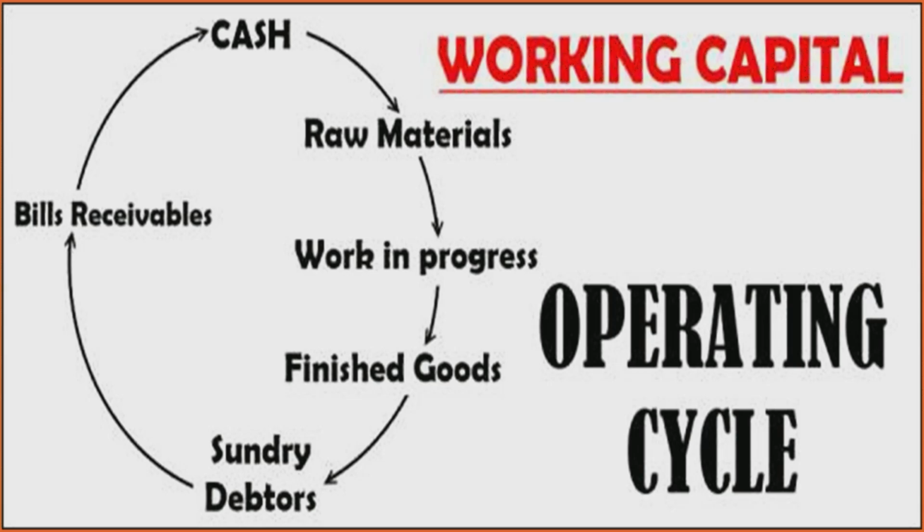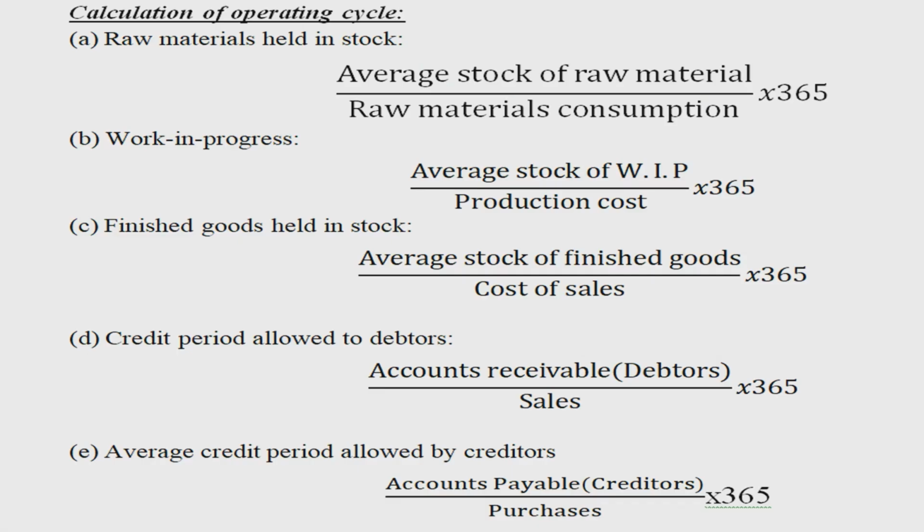This operating cycle can be determined with the help of a formula. As we have already discussed, we will be having raw material, work in progress, finished goods, credit period allowed to the debtors, and creditors, to find out the operating cycle. First, raw material held in stock. We can find this out with the formula: average stock of raw material divided by raw material consumption into 365 days. 365 is nothing but the total number of days in a particular year.